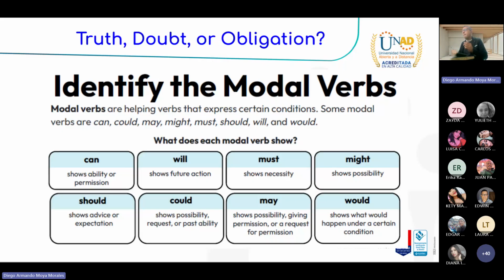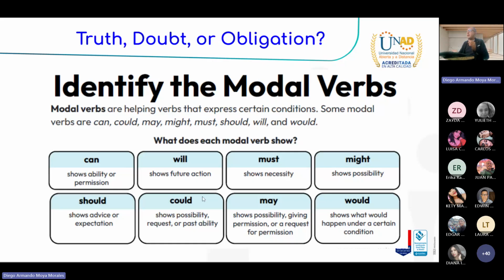Again, formality. May, you can use may to show possibility, to give permission. Okay, you may go out now. This is something formal too. And would, in this case, this is the last one, would, to show that something would happen under a certain circumstance. Okay, so if this is clear, we're going to take these modal verbs to the next level, and you will understand how to use these modal verbs in a different way, at a more advanced level.